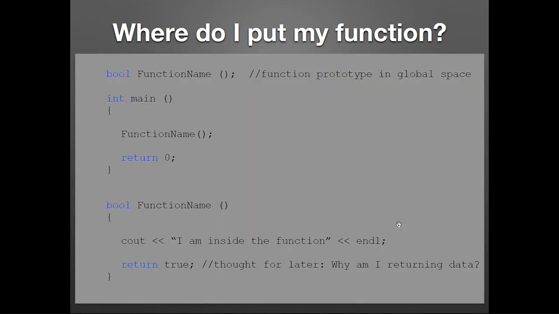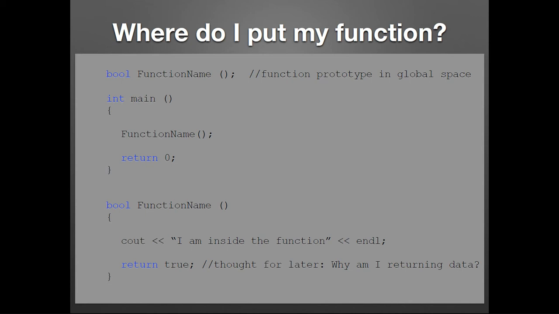So here is that same layout with a function prototype. You put that function prototype in global space. It's right below the using namespace statement. So right below the namespace area, below the preprocessor, right in that global space, is where you're going to put the function prototype.